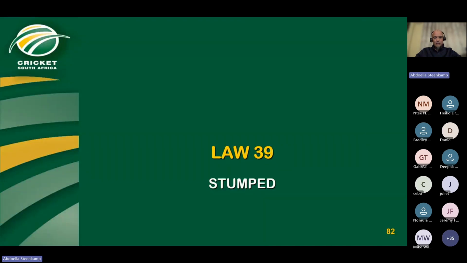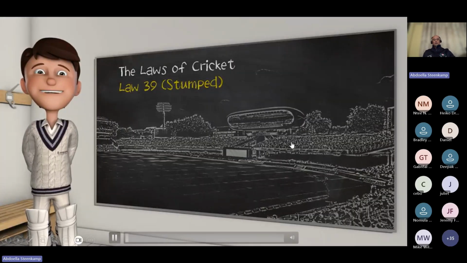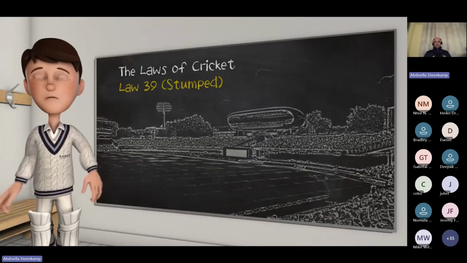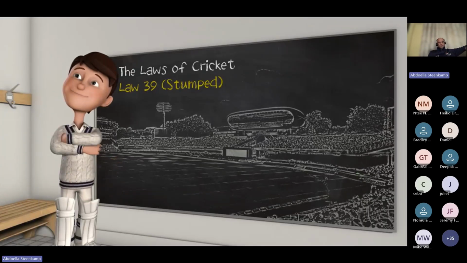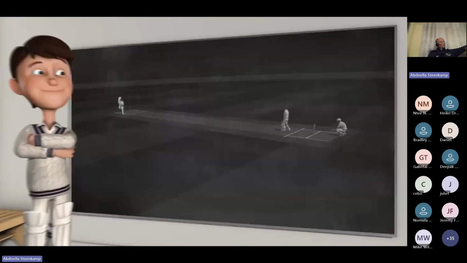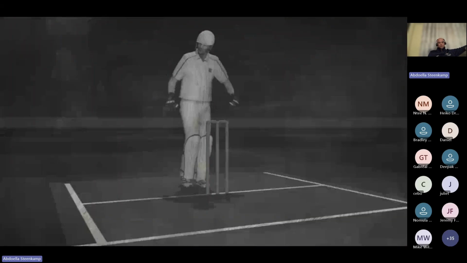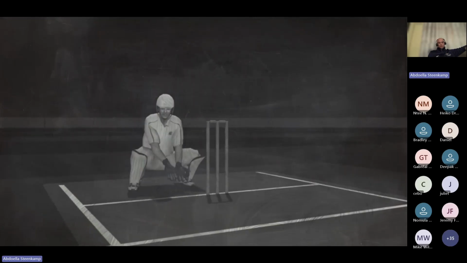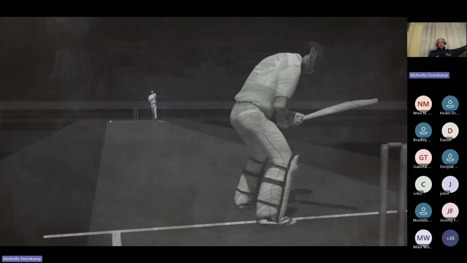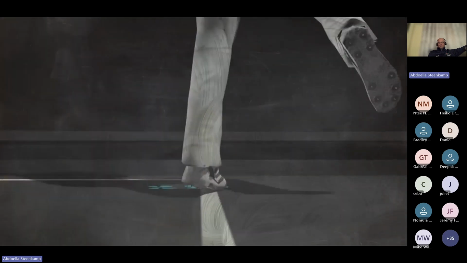The second last law that we're looking at is stumped. Let's look at the video. Stumped. All batsmen fear being stumped, and all wicket-keepers dream of stumping batsmen. So let's be clear about the law. The only player who can stump a batsman is this fellow, the wicket-keeper. A stumping can take place provided that the ball is not a no ball.